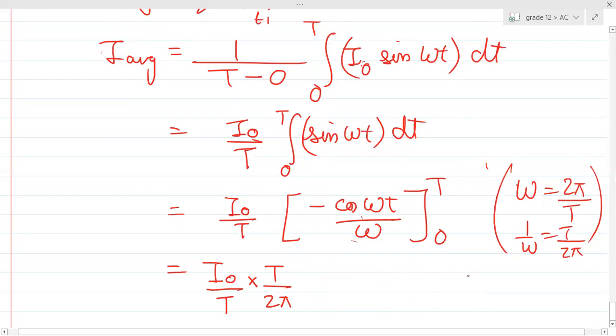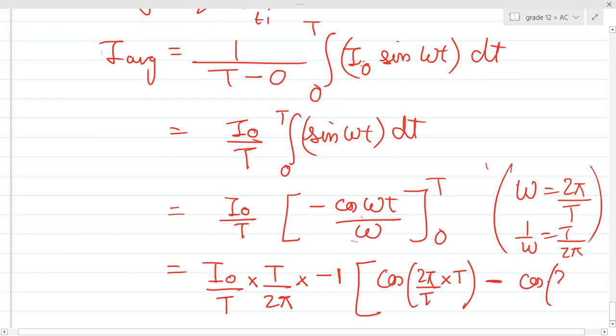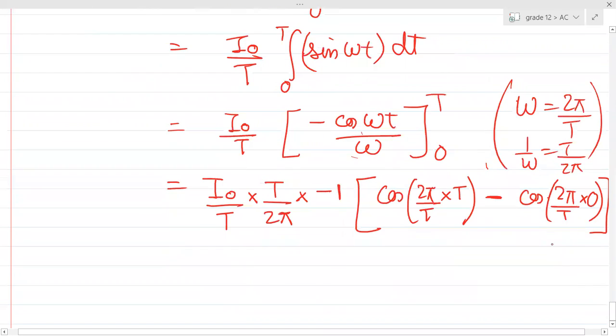In spite of doing this, let me take the minus common. Minus common ले लिया मैंने, and now cos of 2 pi by t multiplied by t minus cos of 2 pi by t into 0. Yes or no? Yes or no, guys? Can I do this?